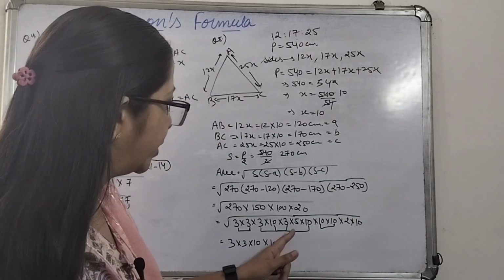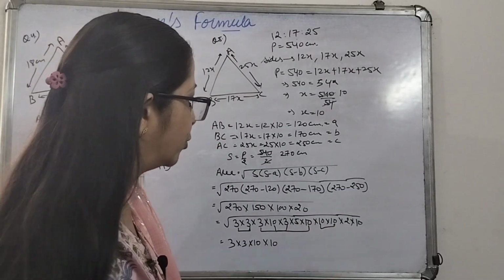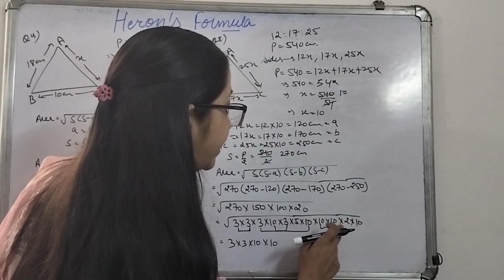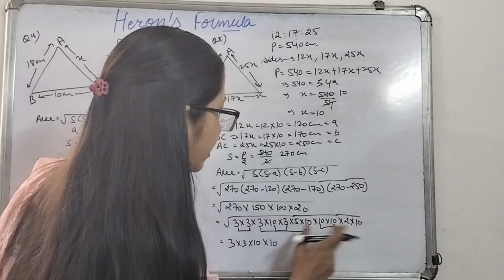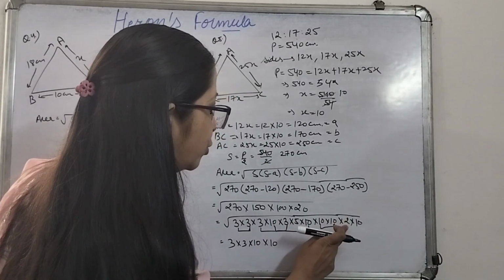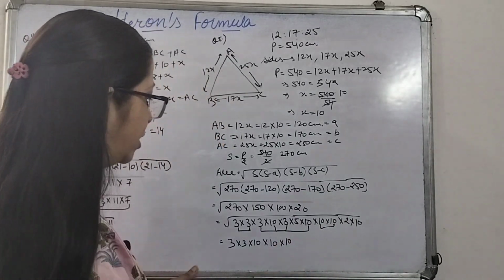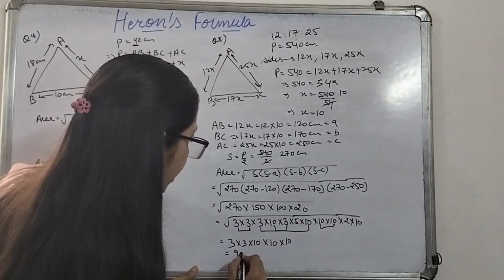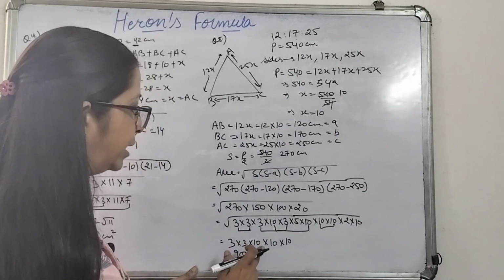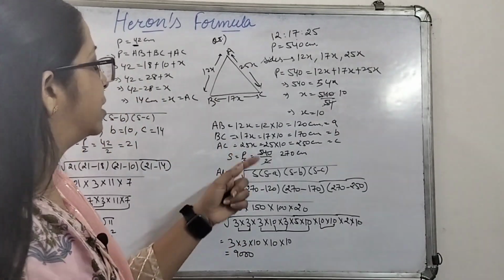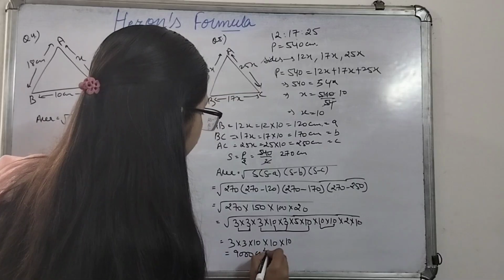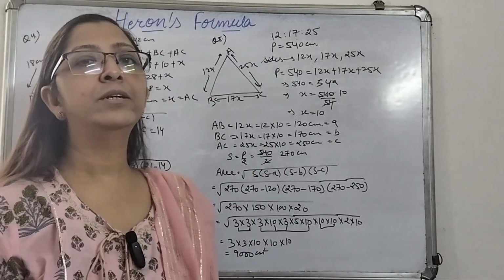Now what is remaining over here? 1 5 and 1 2. See, 5 multiplied by 2 will be 10 and one more 10 is over here. So 2 tens are there. 5 into 2 is 10 and one more 10. So 1 ten we have taken out. So it will be your 9,000. 3 3s are 9 and 3 more zeros. So 9,000 centimeter square will be the area of the triangle.